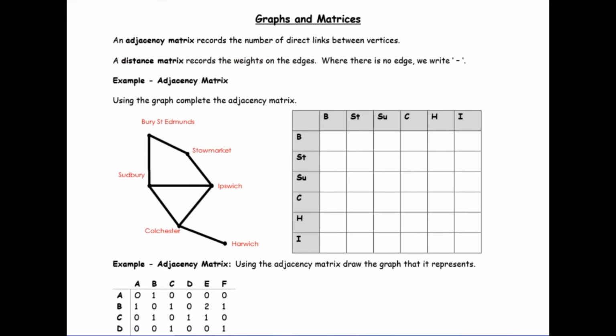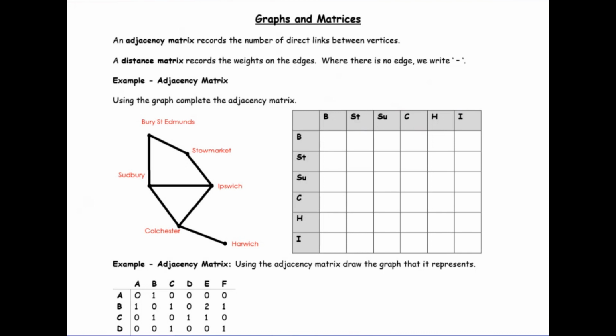Final thing to talk about is representing graphs using matrices. You can represent a graph with what's called an adjacency matrix, which records just the number of direct links between vertices. If you put values in, it will be called a distance matrix instead. It's not a big deal, but if there's no edge, you just put a dash in, although 0 would be acceptable, I think, as well.